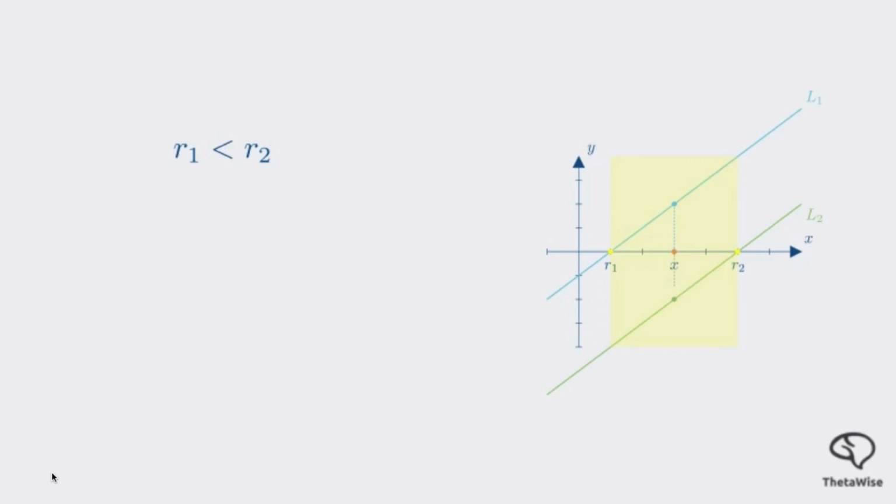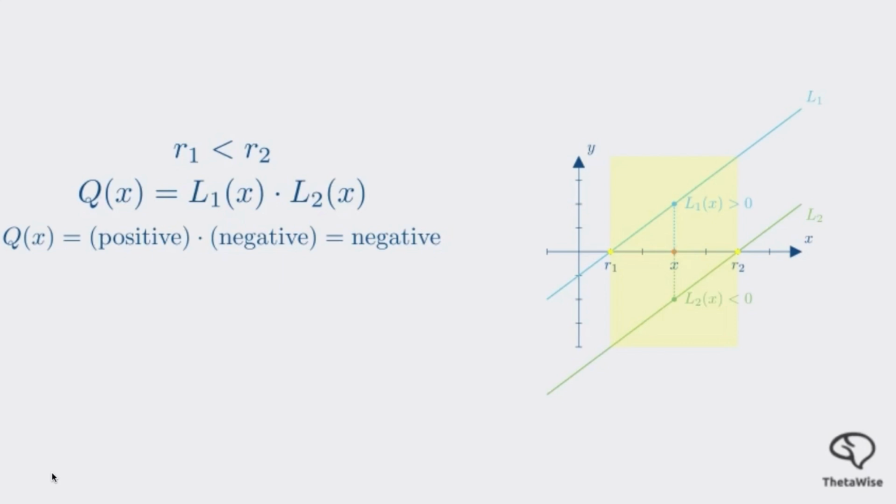The line L2 of x is below the x-axis, so the value of x minus r2 is negative. Our quadratic q of x is the product of these two values. A positive number multiplied by a negative number gives a negative number. This means that for any x between r1 and r2, the value of the quadratic is negative. Geometrically, this means the parabola must dip down and lie below the x-axis in the interval between r1 and r2.